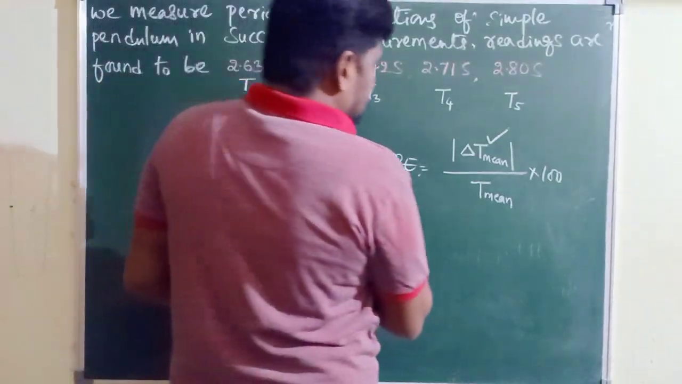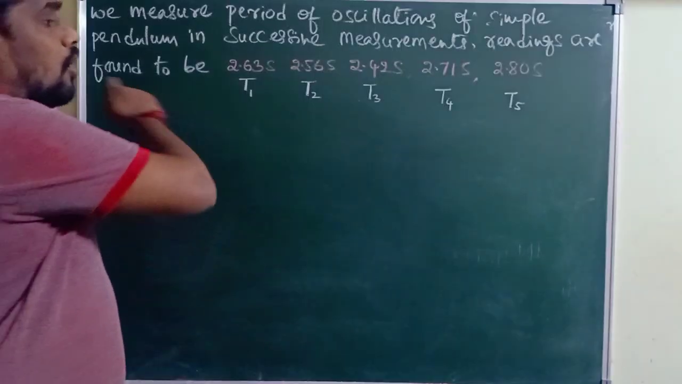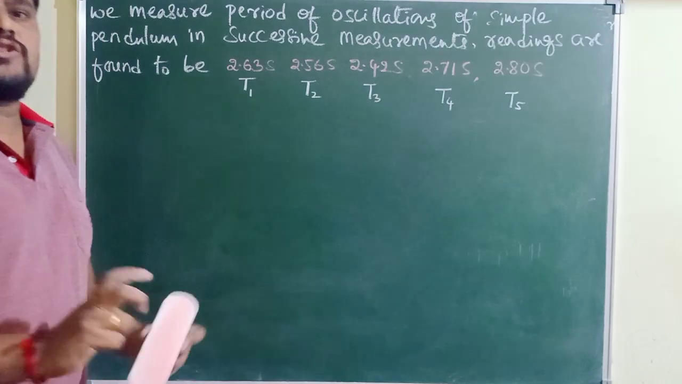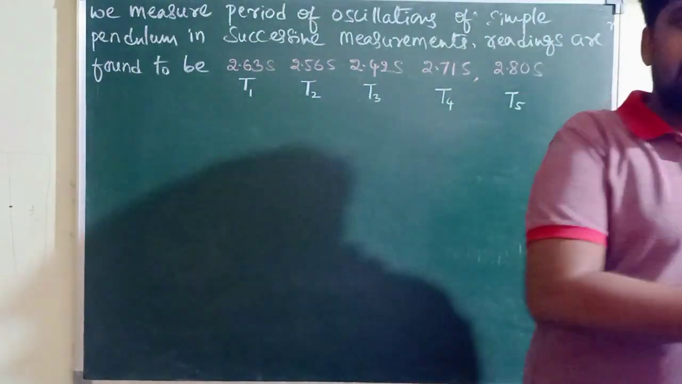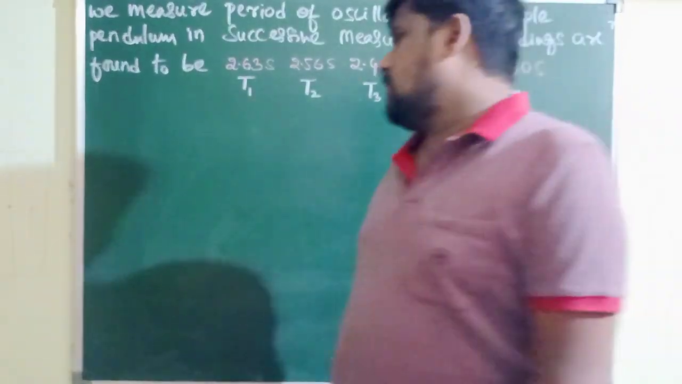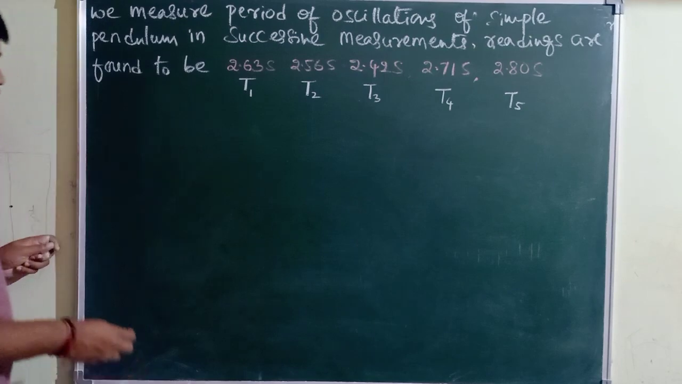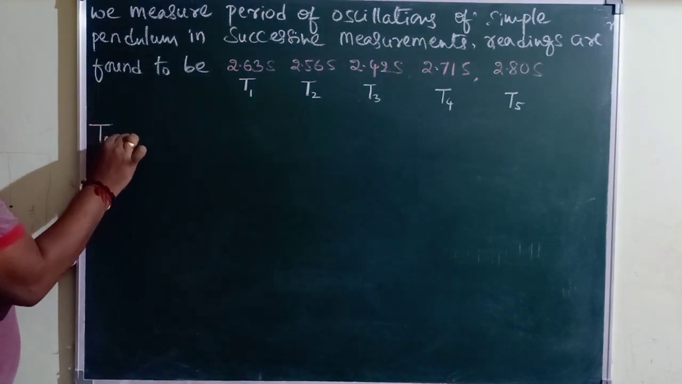In the first step you have to calculate T mean. What is T mean? The mean of all the measurements, or the average of all the measurements, we call the mean value. It is also called the true value of the measurement. In the first step, you have to calculate the value of T mean, that is the mean value of the measurement.